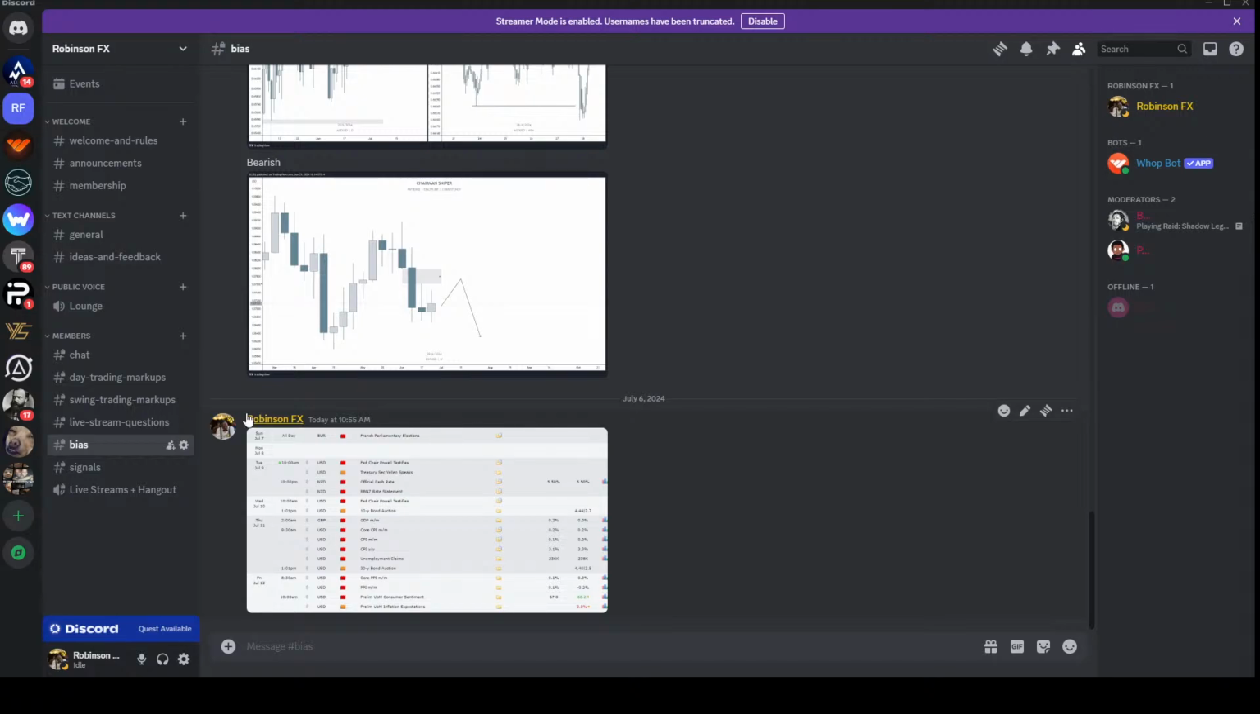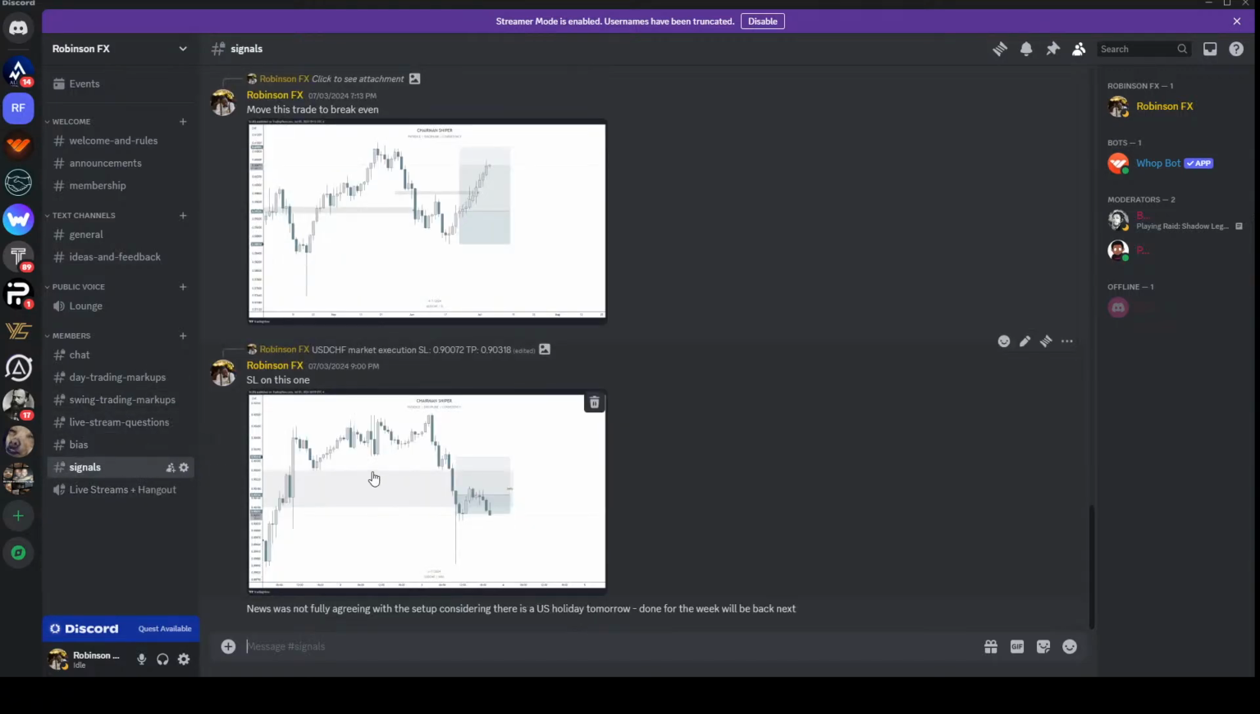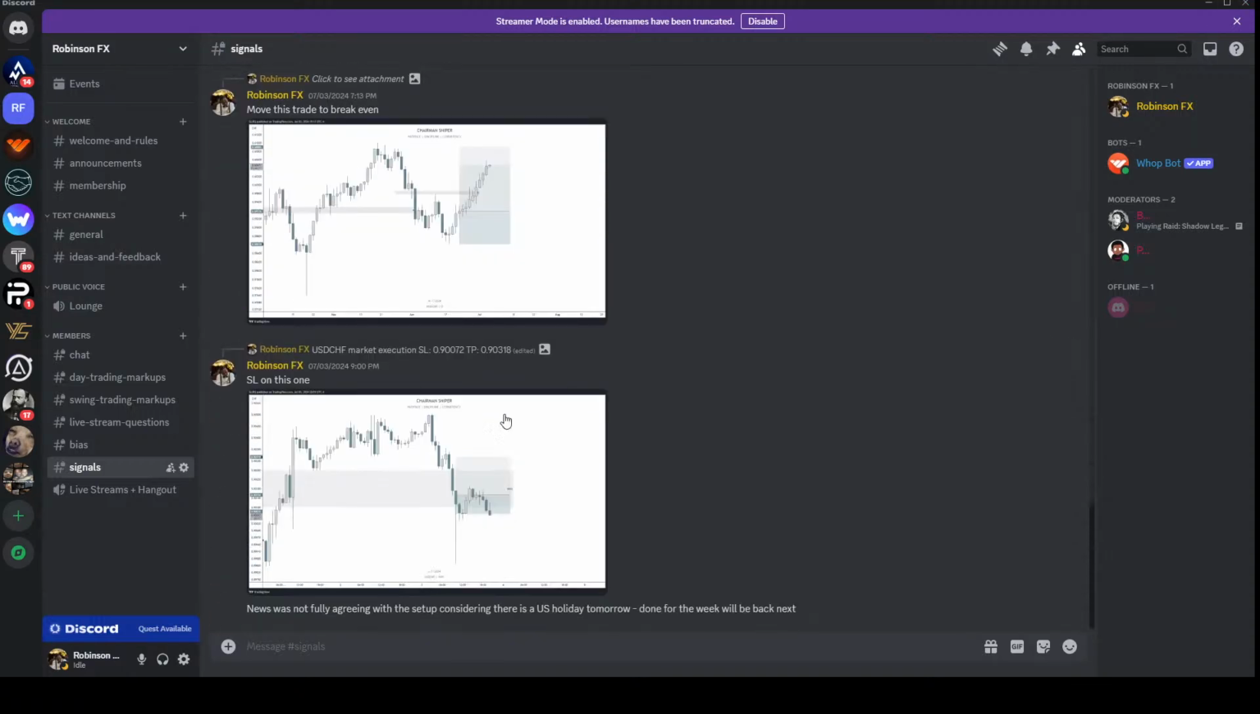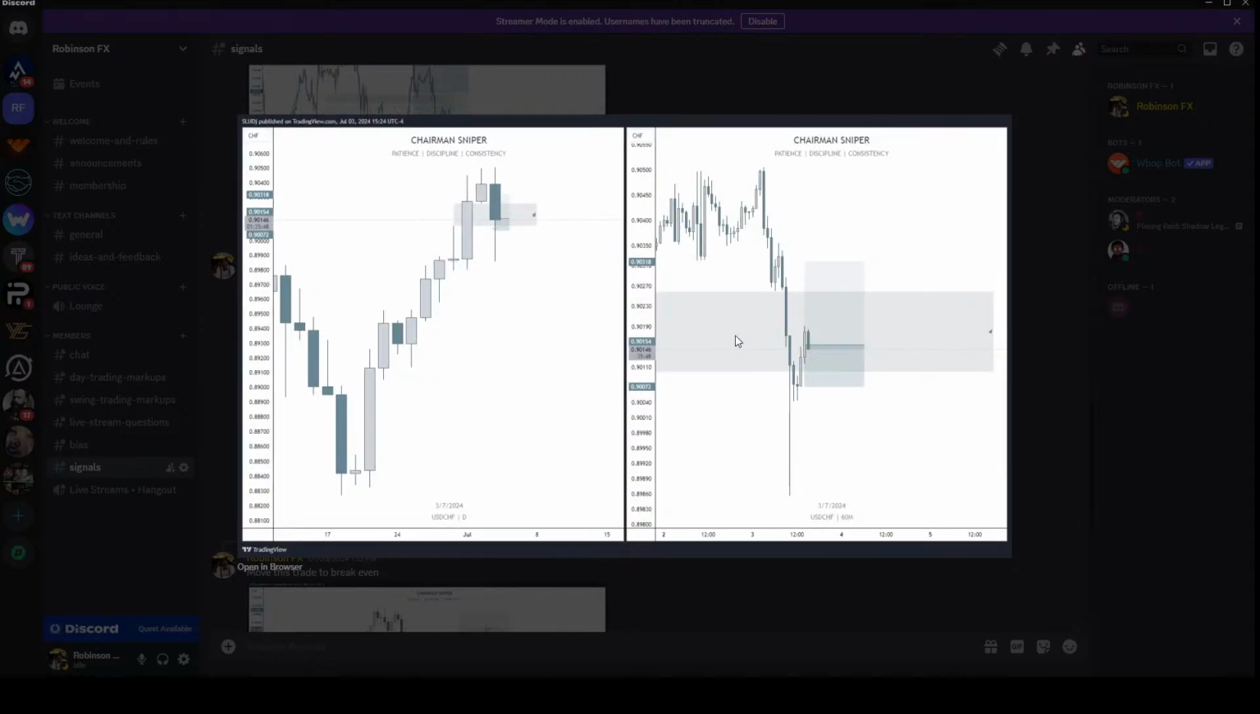So I'm gonna start with the signal. I'm gonna get straight into this one. Last week we had a signal out on USD CHF. Now the technicals for the signal were practically perfect, but the fundamentals were definitely off. And that's where this one caught us off, in that Wednesday was CPI and Friday was NFP.